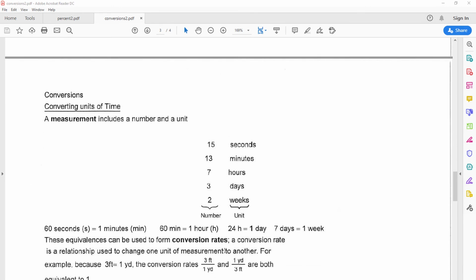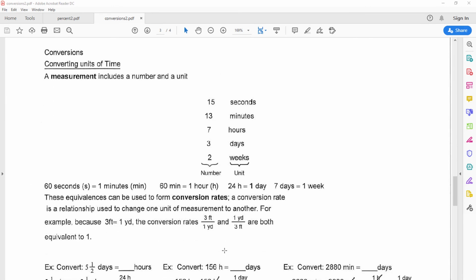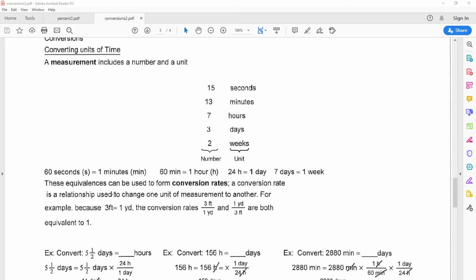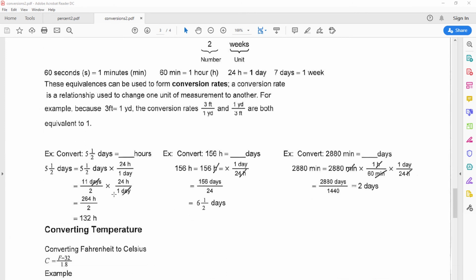Now we're looking at converting units of time. And here we have our equivalences here. And from here we can form conversion rates. So we have 5.5 days to go to so many hours. So we want days to cancel out. We want to replace it with hours. And the relationship between hours and days is 24 hours in a day. So when you cancel out, multiply, days cancel, left with hours. So I'm left with 132 hours here.